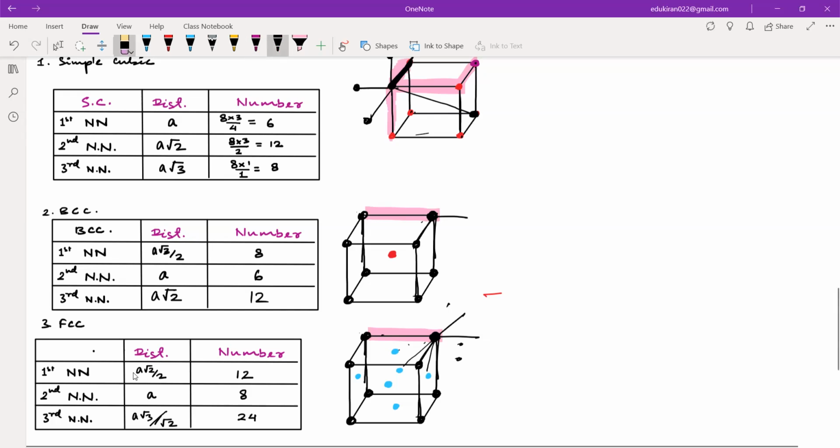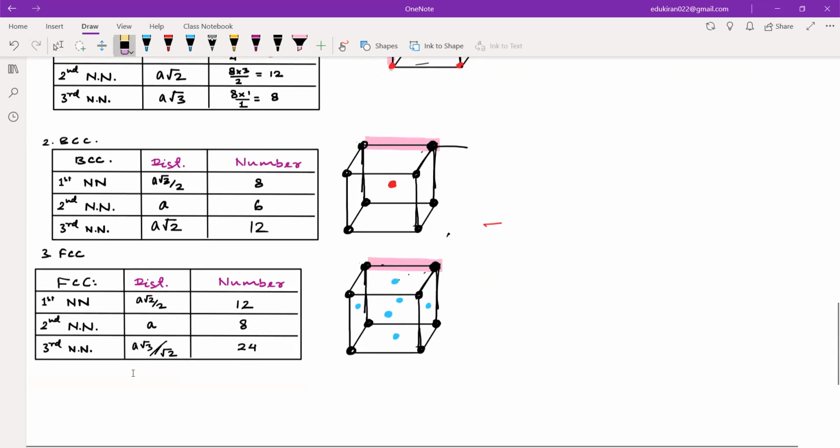This is FCC, sorry. FCC is the third one, okay. So in the FCC third one, you have understood up to here. Then we have to look at the next neighbor. So what do you think will be the next neighbor?